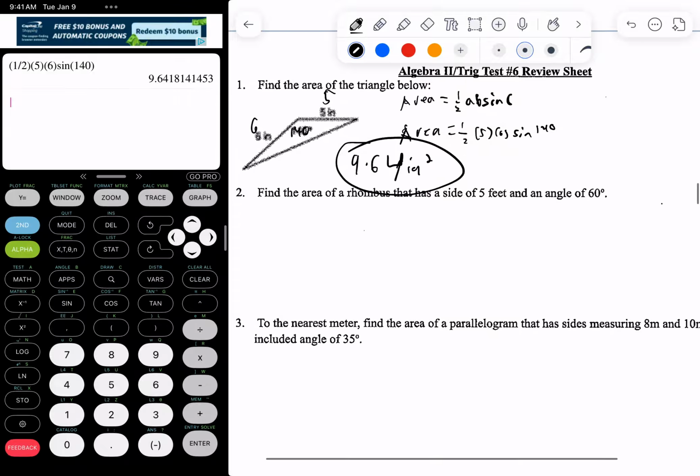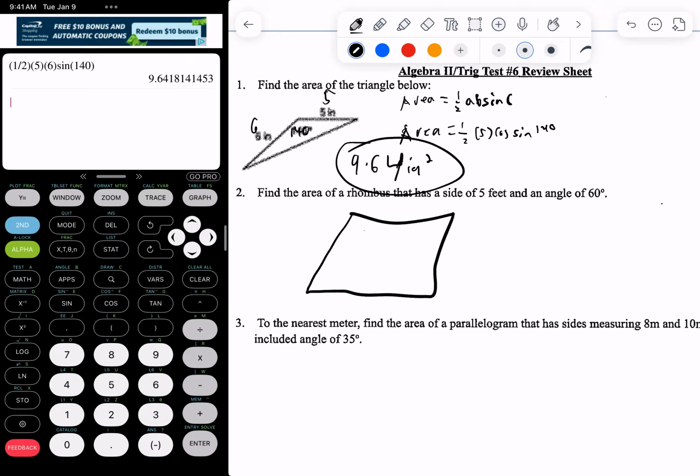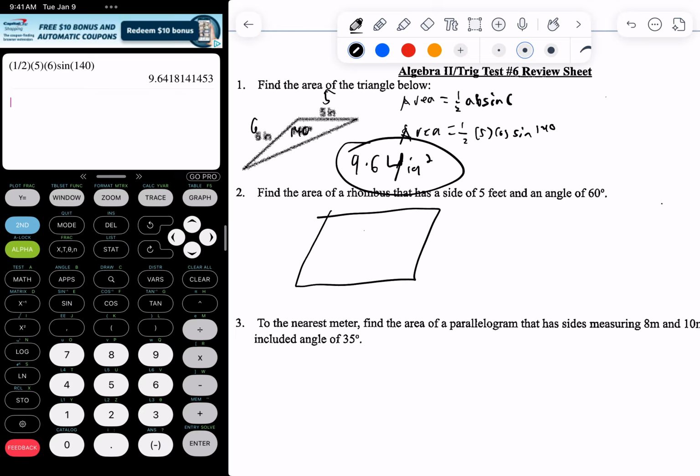Now find the area of a rhombus that has a side of 5 feet and an angle of 60 degrees. So let's first draw a rhombus. A rhombus is the shape with the diagonal lines. It looks kind of like a square. Okay, we have 60, right? And since all sides are equal, they're both sides of 5, with an angle of 60.